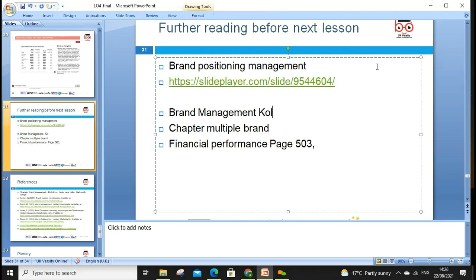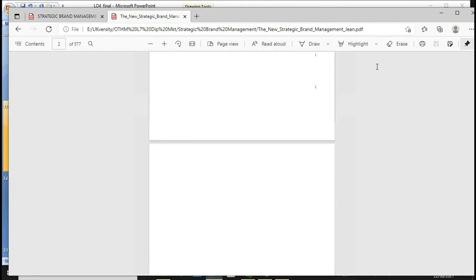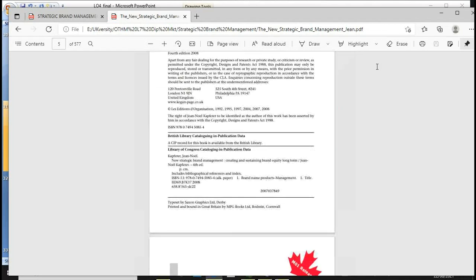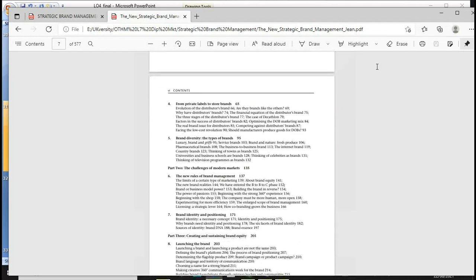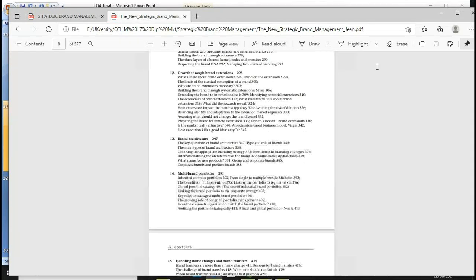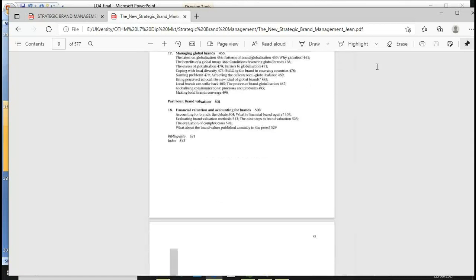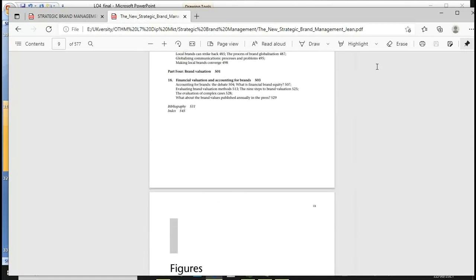And we have a book written by Kotler. This is the book, and I hope you can see it all. What we need to do is look at the area covering learning outcome four, where we learn more about multiple brand strategies and brands.